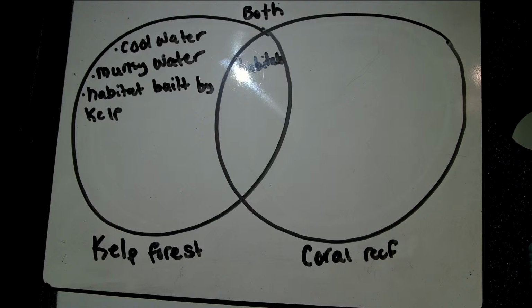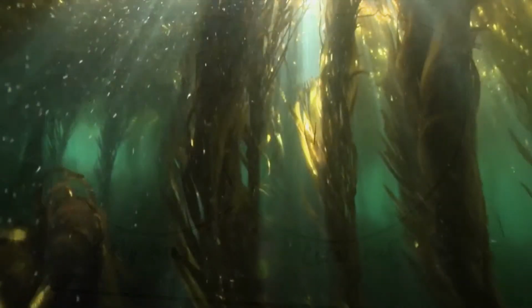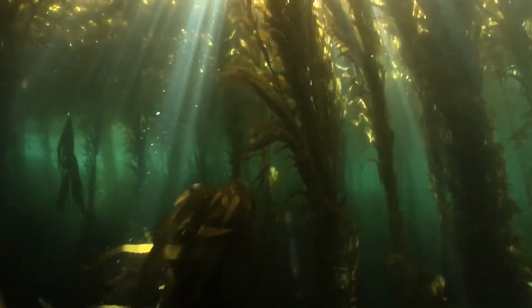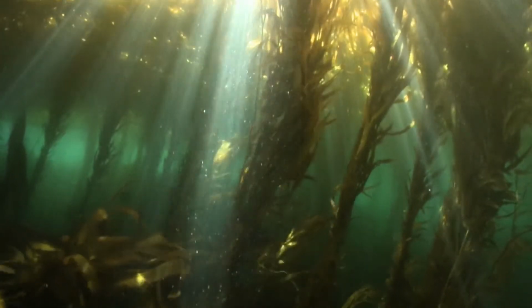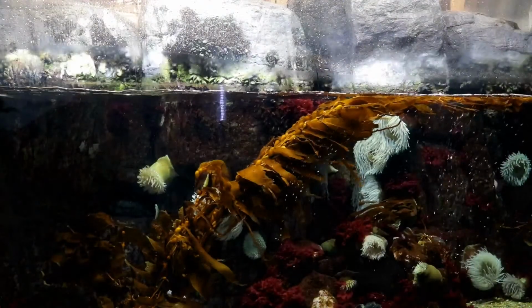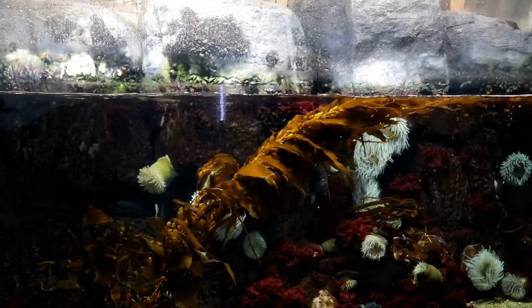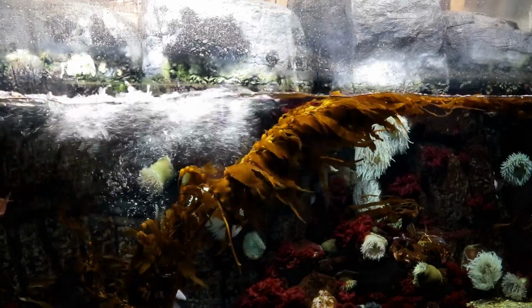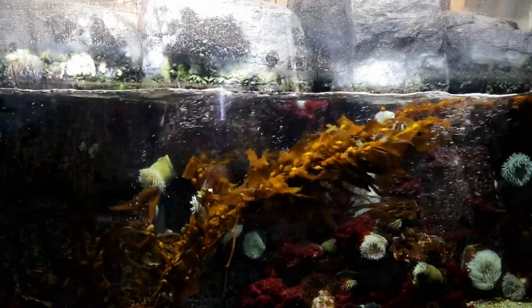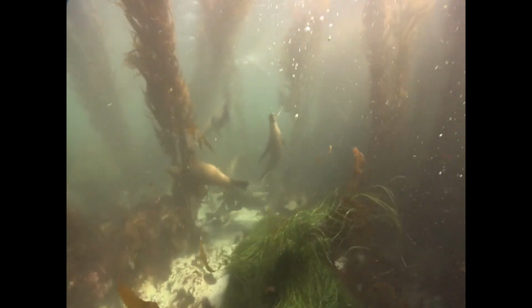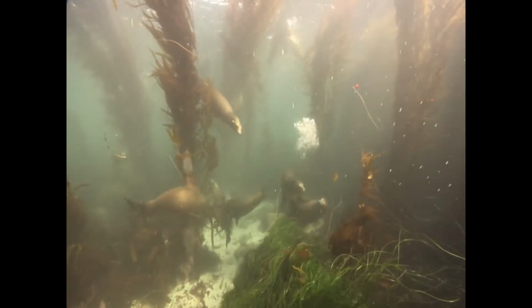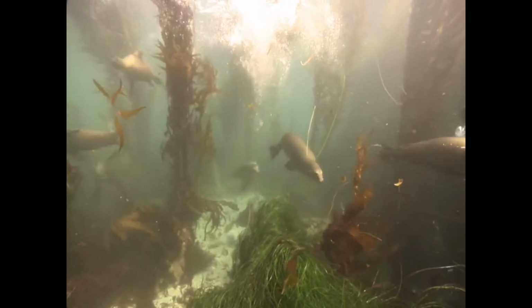Something else I've noticed is that the colors in the kelp forest tend to be earth tones, so kind of greens and browns. You can see here different shades of green, different shades of blue. So we'll call those earth tone colors. All right, so that's what I noticed about the habitat.